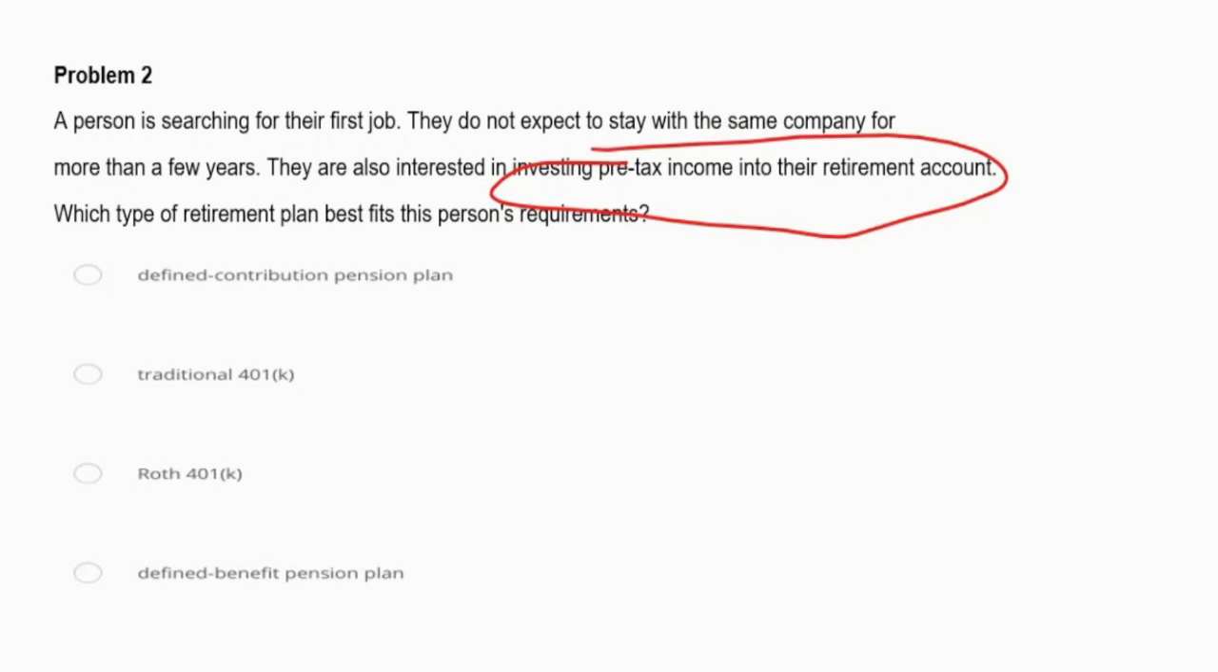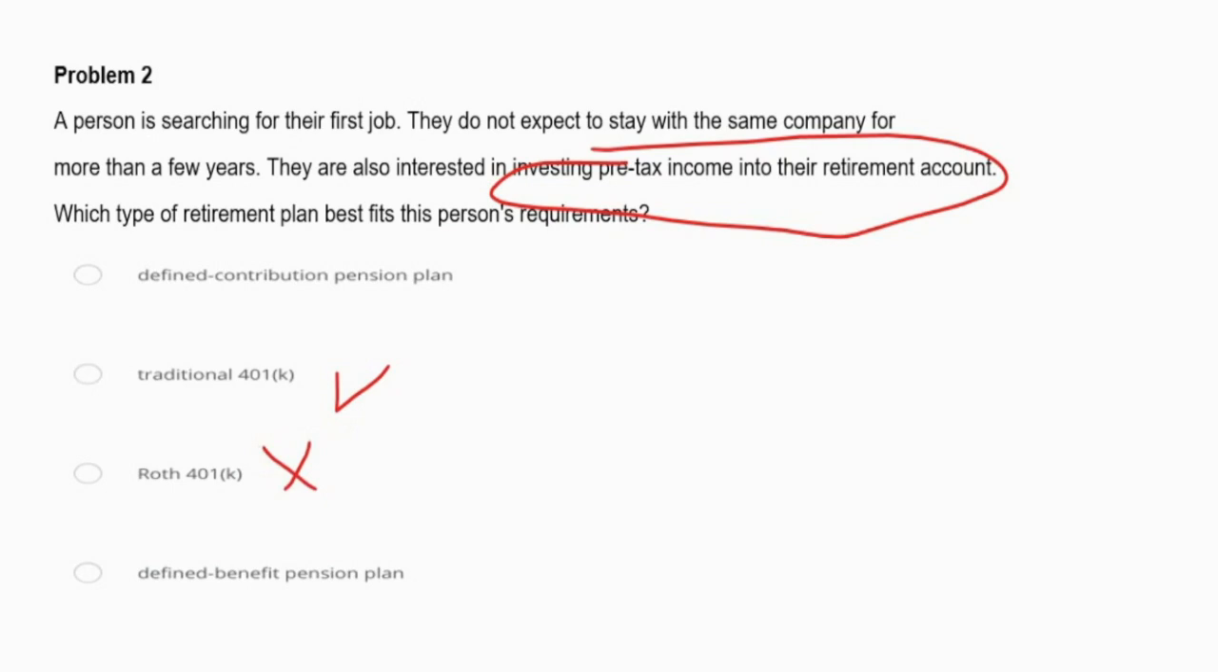First, we have defined contribution pension. This type of contribution comes from both the employee and the employer, typically profitable but limited by employer terms. Next, we have a traditional 401k. Contributions are made with pre-tax income, portable between jobs, and fit both requirements. So we'll keep that one in mind. Now we have a Roth 401k. Contributions are made with post-tax income, but not pre-tax income, which is what the employee is looking for. So a Roth 401k in this case would not work.